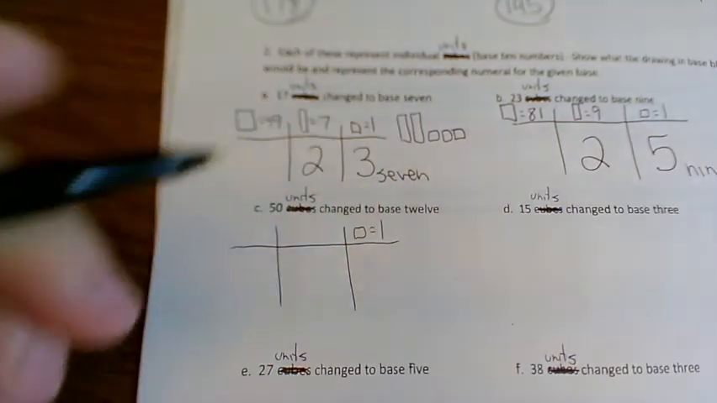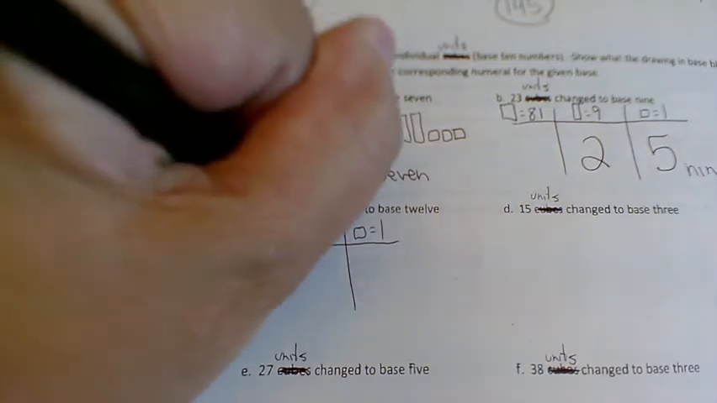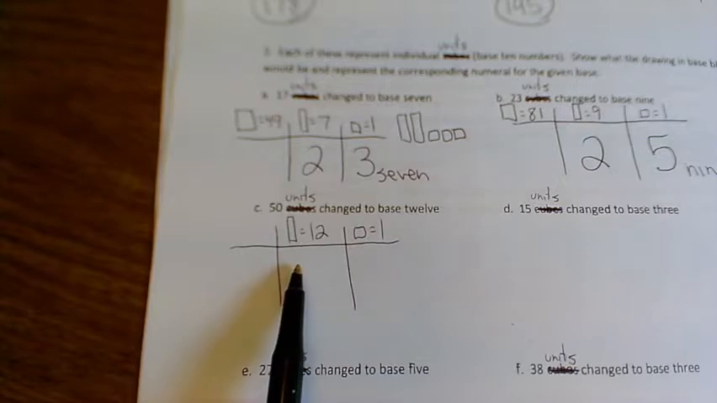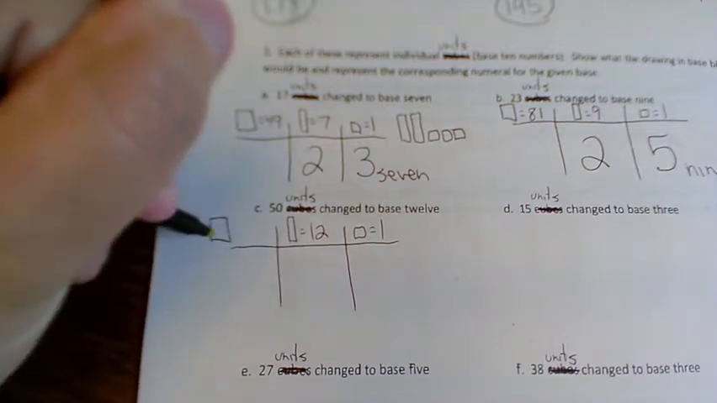Units are worth 1. Longs are worth 12. So 12 units make a long. And then a flat would be 12 12s. So a flat would be 144, which is going to be way too big if we only have 50.